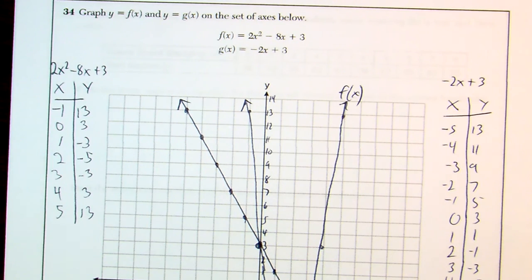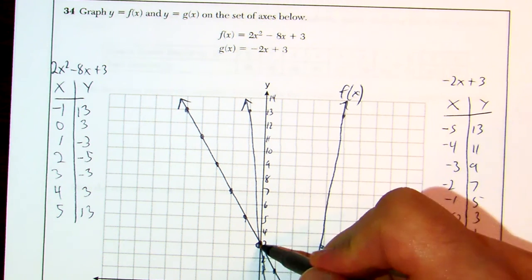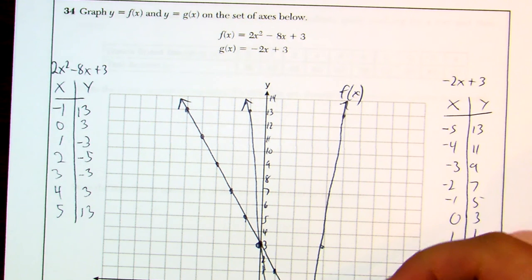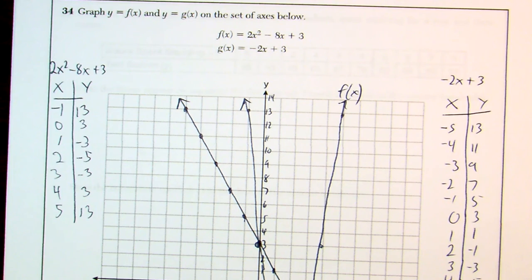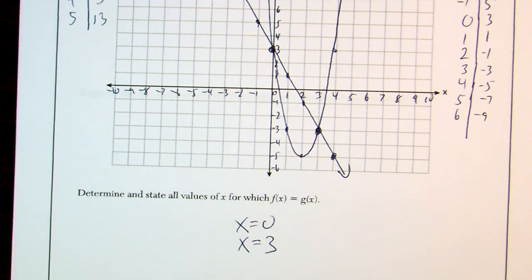And now we can answer the question. Determine and state all x values, or all values of x, for which f of x equals g of x. So my x value here would be where x is 0. And my x value here is where x is 3. Okay? And that's where they would intersect. We're finding the x's, and that's what you would put. Okay, moving on.